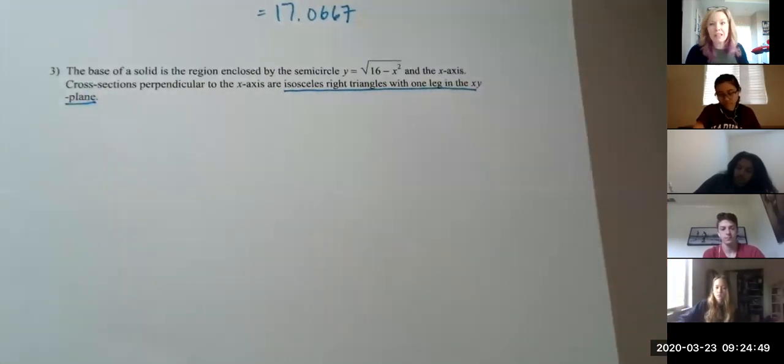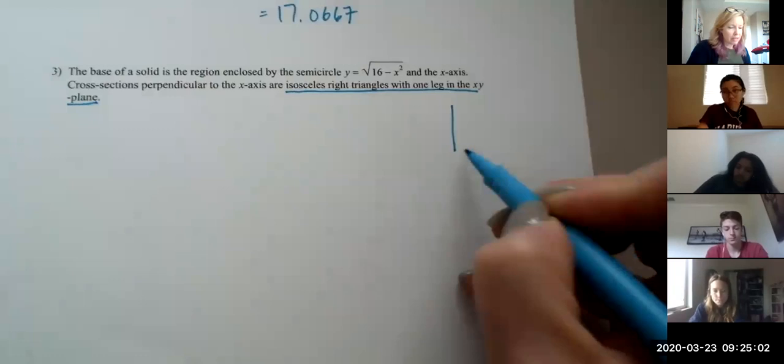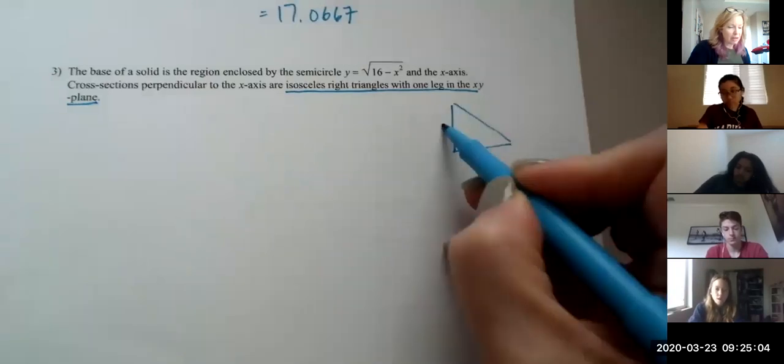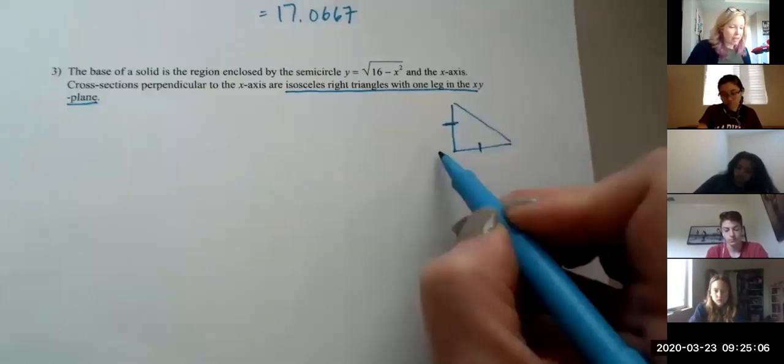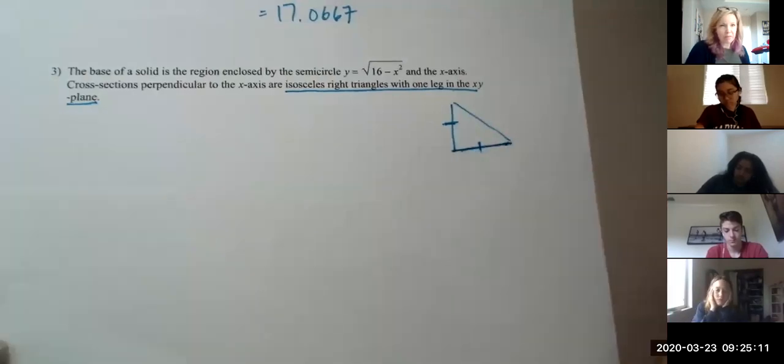Oh my goodness, what does that mean? Well, it means I have a triangle. What's true about an isosceles triangle? I know that both of the legs are the same height. So what they're telling me is I basically have a triangle that is isosceles, meaning the height and the base are the same height, and that this piece right here is the part that's in the xy plane. So it's going to be a triangle.